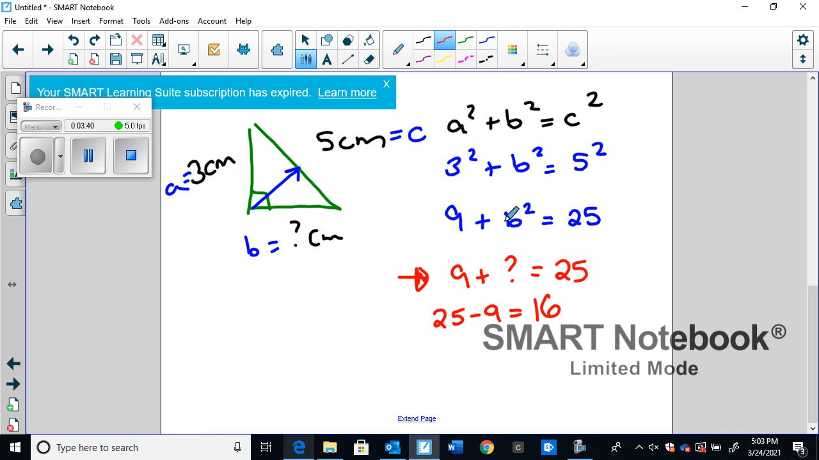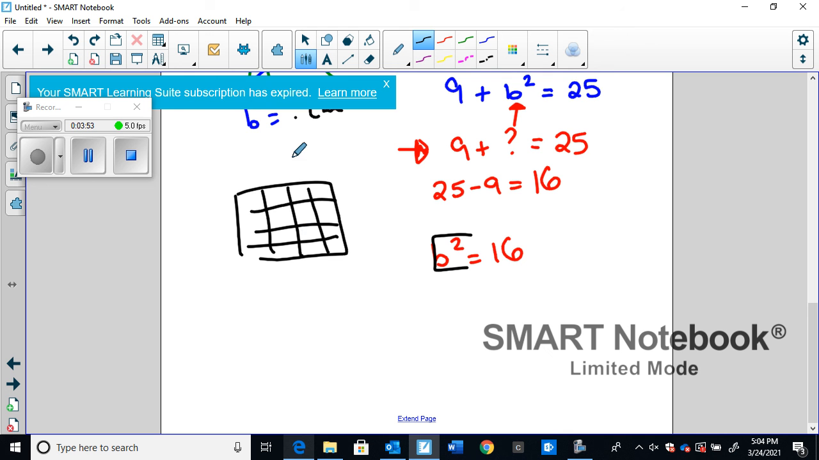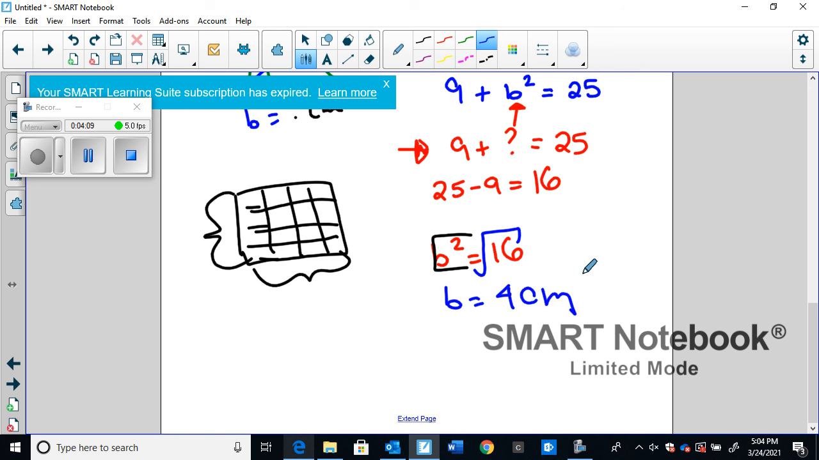So what that means is this unknown here, B squared, is going to equal 16. Now we're almost done. Again, B squared represents the area. So that means there are 16 squares inside of this rectangle, and we want to know what's the side length of each side. Now they have to be the same measurement. So to do that, I'm going to take the square root of 16, and B would give me 4 centimeters. And that's how we calculate using the Pythagorean theorem.